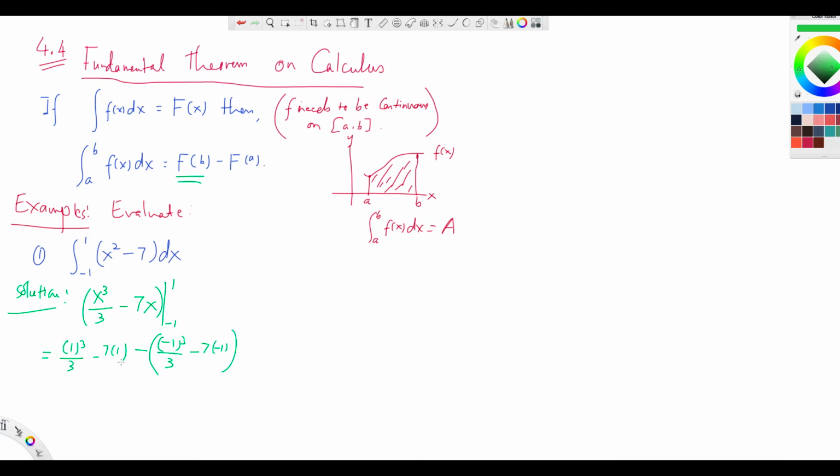Why do I need parentheses here? It is because there is a minus sign. You see that? Because of that sign, you need the parentheses here. Okay, so 1 cubed is 1, over 3, minus 7, minus.